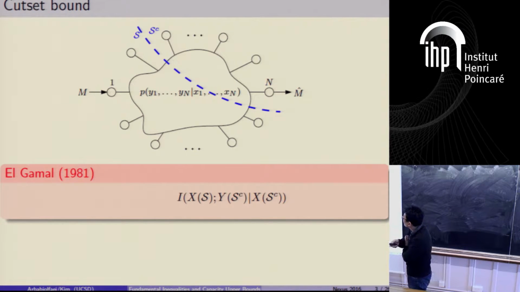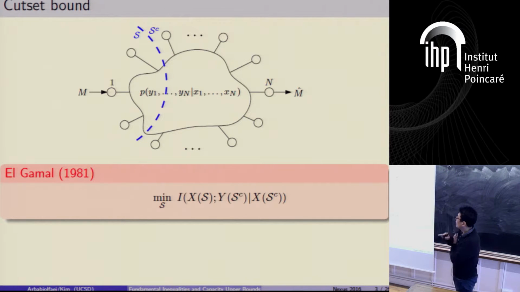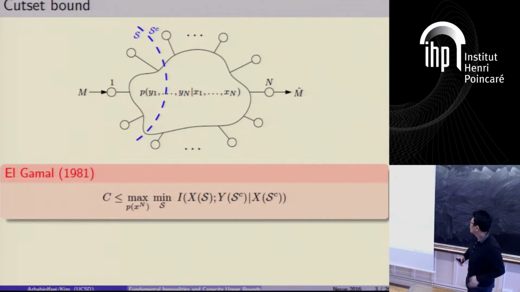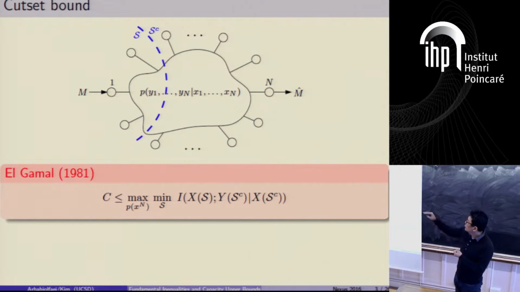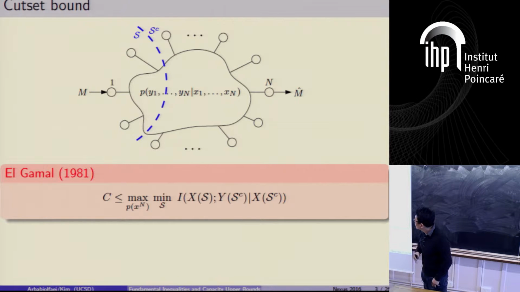Okay, so here is one bound. We first decompose the network into two parts, say S and S complement, right? We do it in an arbitrary way, and then we look at the mutual information between the inputs on the S side and the outputs on the other side, conditioned on the input on the other side, right? And we minimize this conditional mutual information, if you will, okay? And we make this cut so that S and S complement each contain the source and destination. And then we maximize over all possible input distributions that can be induced on the n inputs of the channel, and then that is the upper bound on the capacity. And this is the famous cut-set bound by Abbas El Gamal.